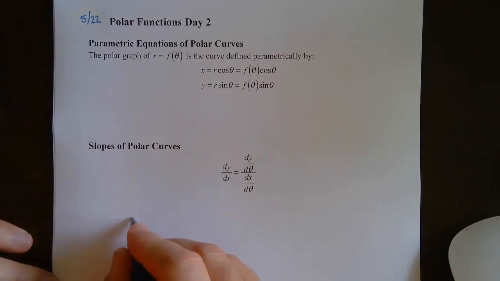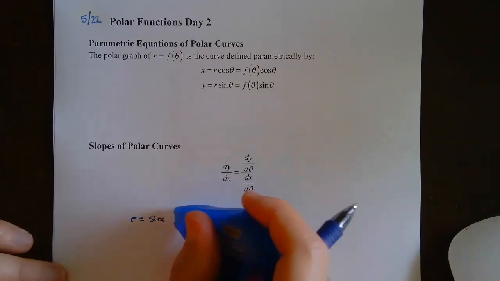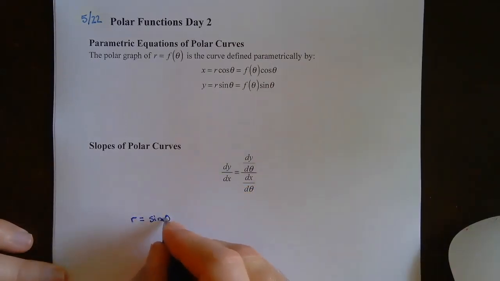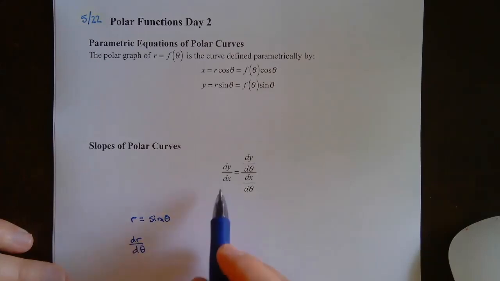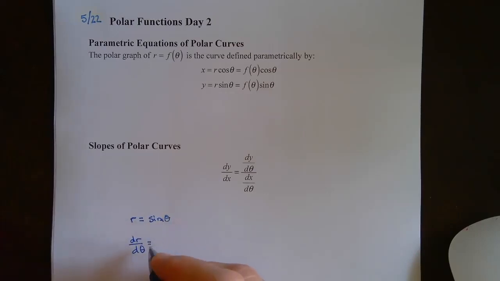If r were equal to sine of theta, let me fix that. I want to make this really clear. If we wanted to find what dr over d theta was, we wouldn't have to do this. This is not for dr over d theta. This is for dy over dx. And so dr over d theta, well, here's r in terms of theta, so this would just be cosine of theta.